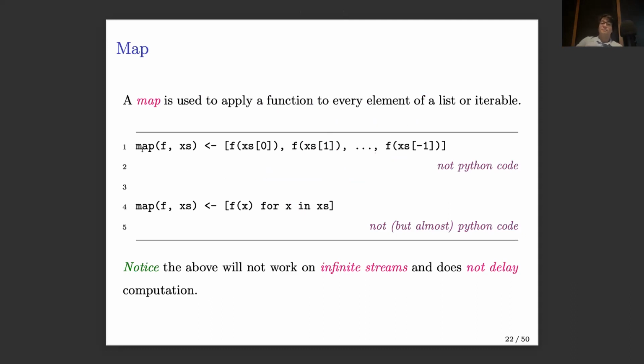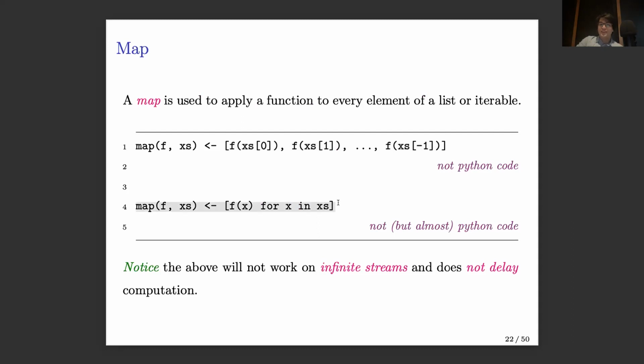So mapping a function, a univariate function, which is a function that takes one input and returns an output, over a list of x's produces this: a list where the first element is simply f evaluated at the first member of the list, and so on. That's not Python code yet.